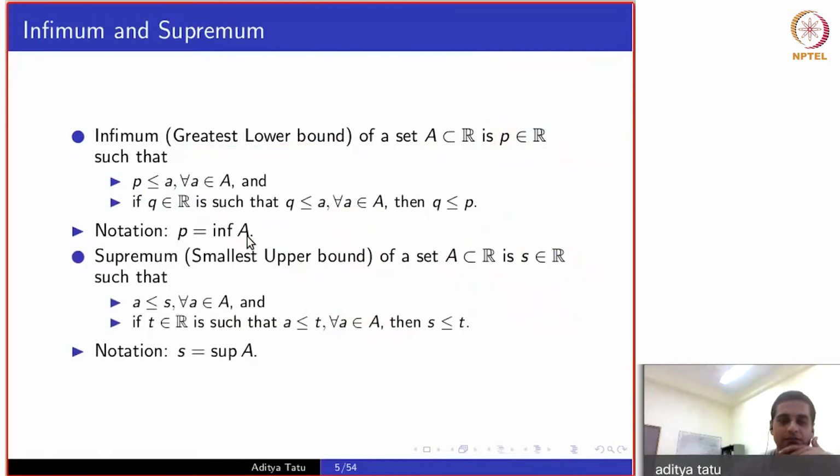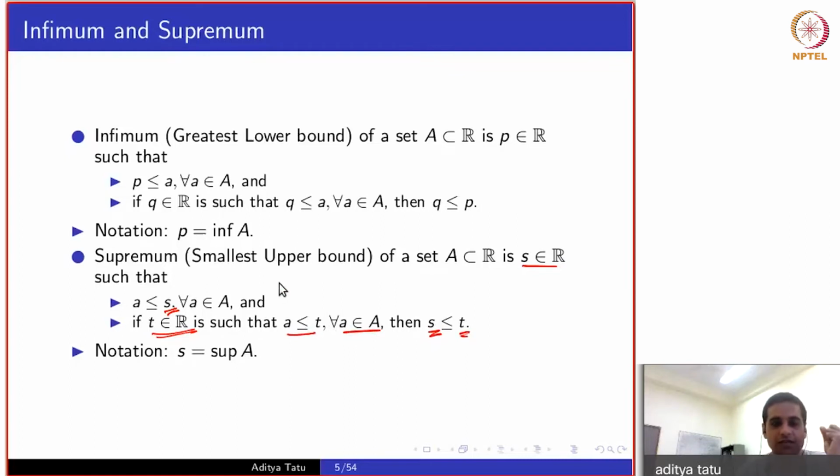Similarly, we also have the supremum, also called the smallest upper bound. The definition is complementary to the definition of infimum. So the supremum is a number S that need not be from the set A, such that all elements of the set A are less than or equal to this real number S, and if there is any other real number P which also is greater than or equal to all elements of the set A, then this S must be less than or equal to P.